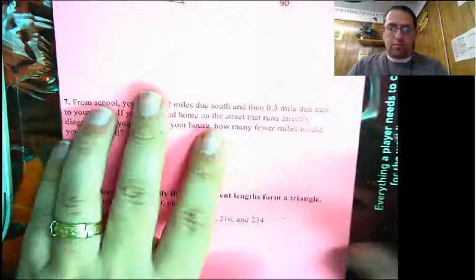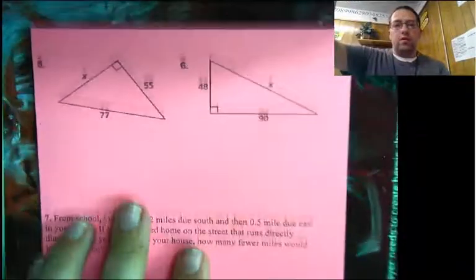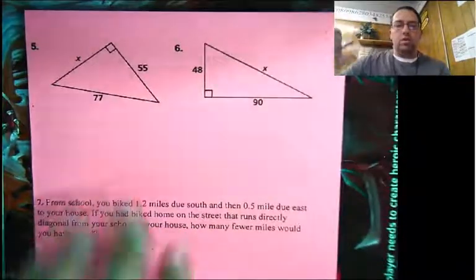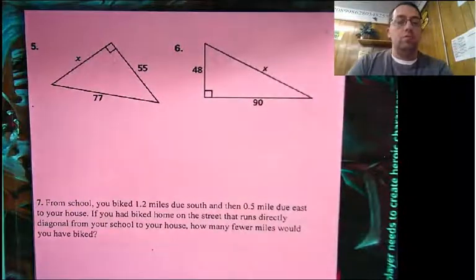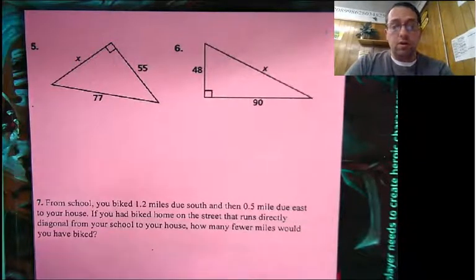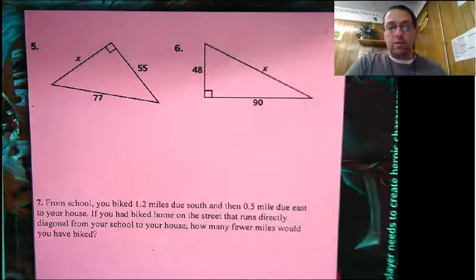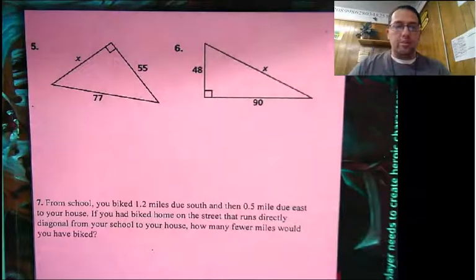All right, we do have two more of these, and I would like for you to work these two out on your own. So do 5 and 6, see what you get for x, and then determine, is it going to be a Pythagorean triple? Then come back and check your work. All right, let's see how you did.